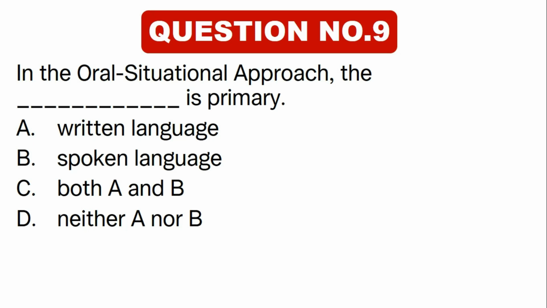Question number 9. In the oral situational approach, the blank is primary. A. Written language. B. Spoken language. C. Both A and B. D. Neither A nor B.